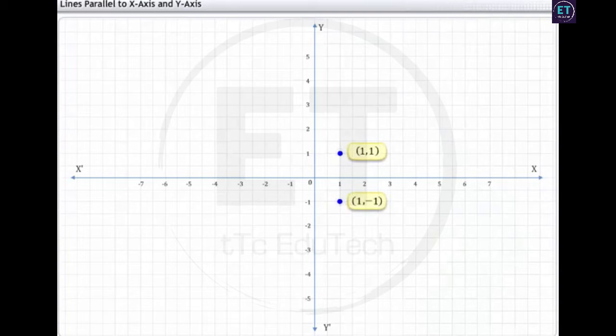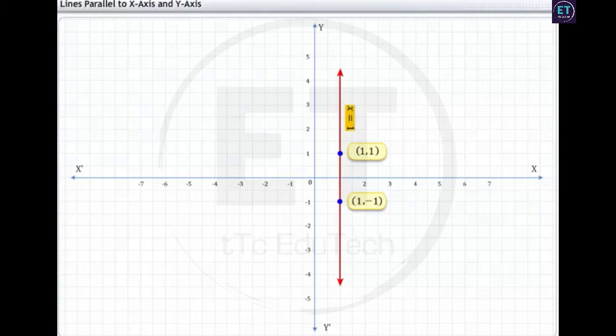Consider the two sets of ordered pairs plotted on the graph here. Let's draw a line passing through these 2 points. As you can see, the line obtained is parallel to the y-axis. On examining, you will see that the x-coordinates of both these points are 1, which means the equation of this line can be given by x equals 1.